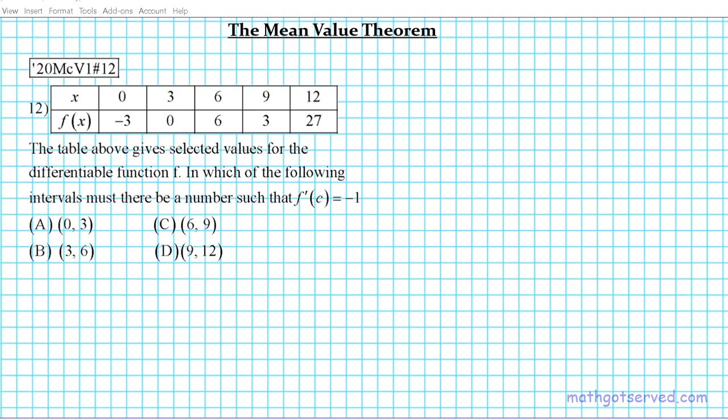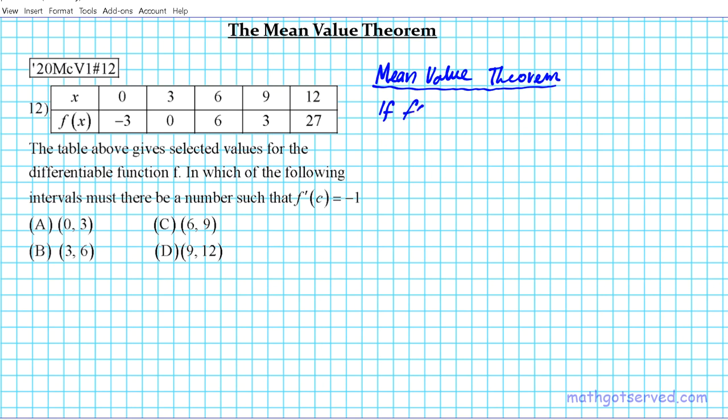Alrighty, let's take a look at question number 12. In question 12, we're going to be looking at the mean value theorem. Alright, so this problem focuses on using a table to see what intervals satisfy the conclusion of the mean value theorem. Alrighty, so let's go ahead and review what the mean value theorem is again. So we'll look at that first, the mean value theorem, and then we're going to use it to solve the problem.